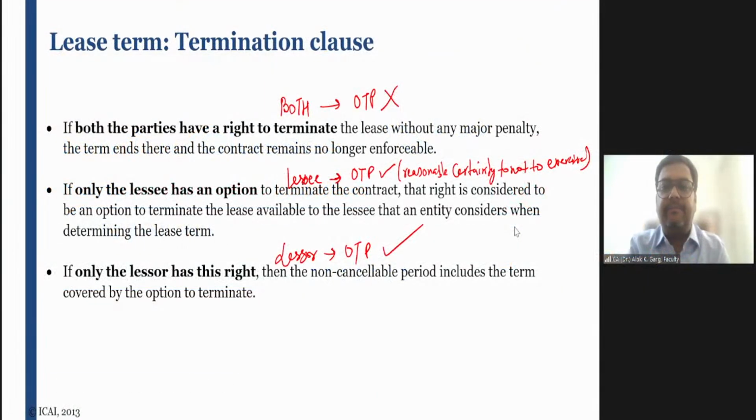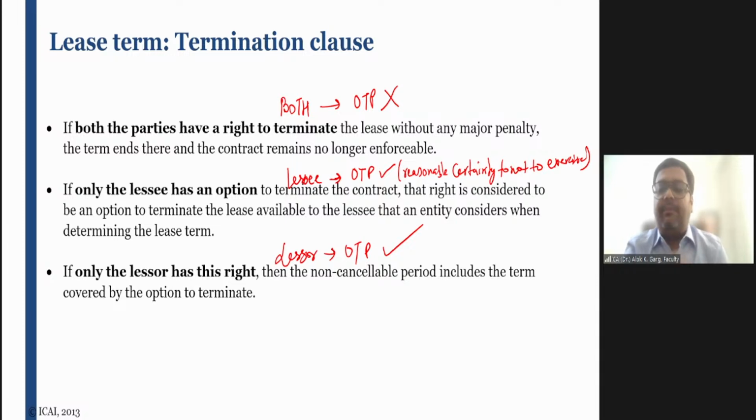Share this slide. I hope the slide is visible. So talking about termination, okay. So we talked about the lease term, which is non-cancelable period plus rent-free period plus optional renewal period plus optional termination period, right? Now talking more about the termination clause, okay. Let me take an example.